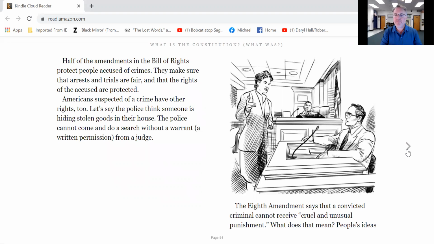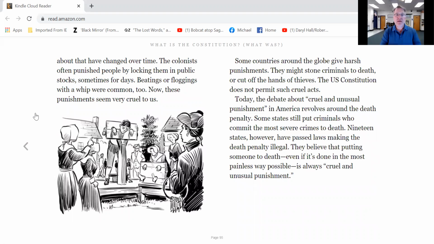What does this mean? Well, people's ideas about them have changed over time. The colonists often punished people by locking them in public stocks, sometimes for days. Beatings or floggings with a whip were common too. Now these punishments are seen as very cruel to us. Some countries around the globe give harsh punishments. They might stone criminals to death, throw rocks at them, or cut off the hands of thieves. The US Constitution does not permit such cruel acts.